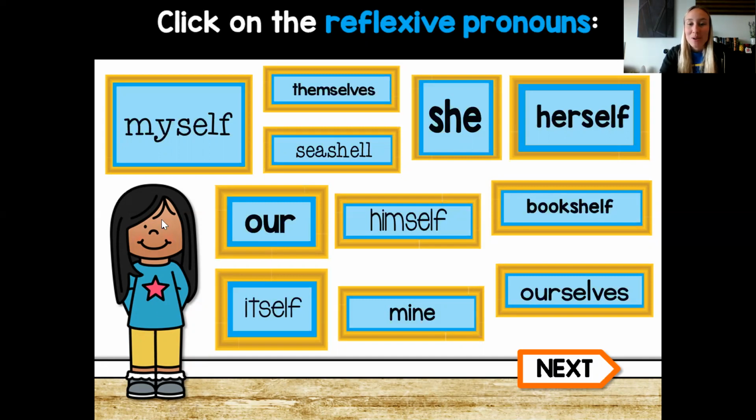Okay, so hopefully you have written down what you believe are all the reflexive pronouns. I'm going to go through and click on the words. If it gets a check mark, that means it should be on your list. If it gets an X, it should not be on your list because it's not a reflexive pronoun. We'll start here with myself. Hopefully you wrote that one down. The next word is themselves. That gets a check mark too. That should be on your list.